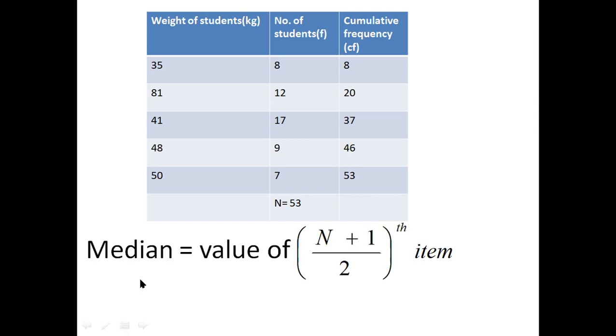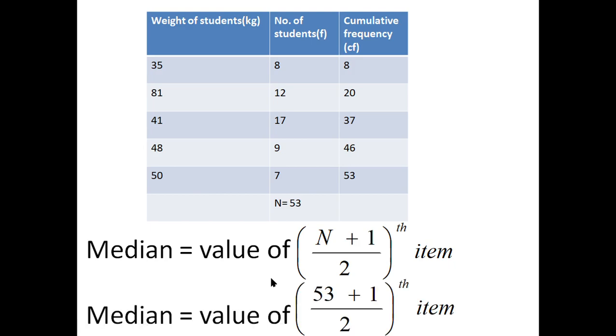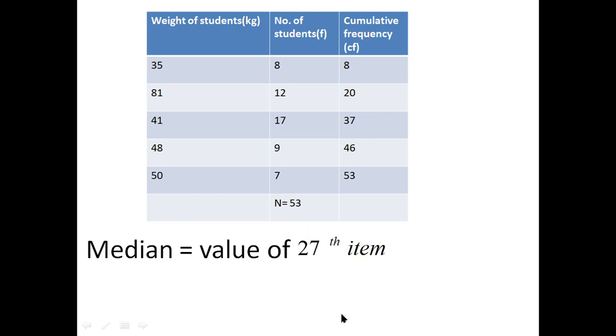So median is equal to the value of the (n plus 1) by 2 th item. Here n is 53, so 53 plus 1 by 2 th item, 53 plus 1 is 54, by 2 is the 27th item. In individual data, if we are checking the 27th item, we could observe it directly, but here we cannot observe directly.